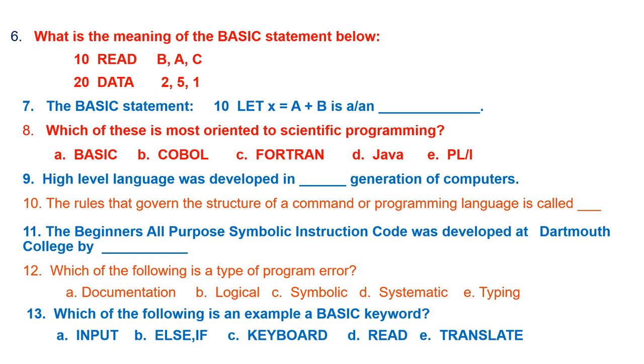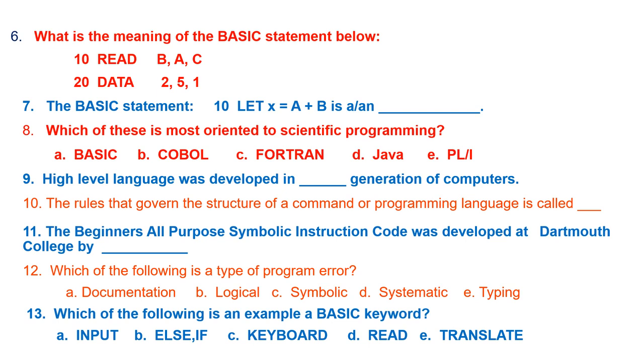Number 7, the BASIC statement let X equal to A plus B is a dash. From what we had done initially, I know you can easily answer this. It is an assignment statement. We are assigning variables, values, constants to the program.